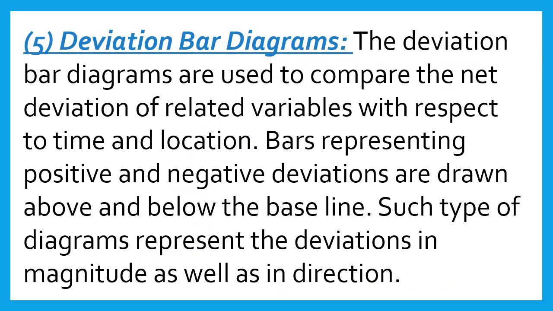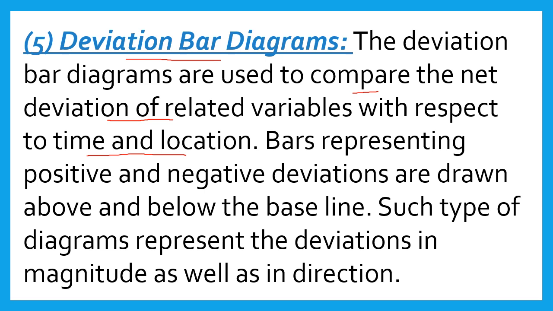The last type of bar diagram is the deviation bar diagram. Deviation bar diagrams are used to compare the net deviation of related variables with respect to time and location. So basically these bar diagrams are used to show the deviation with respect to time and location.